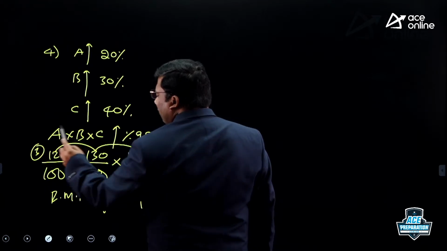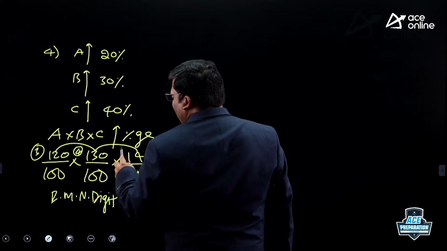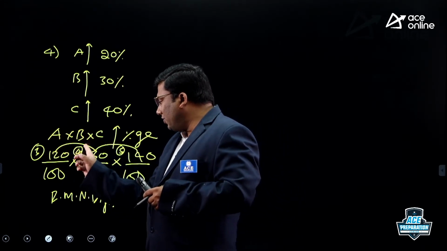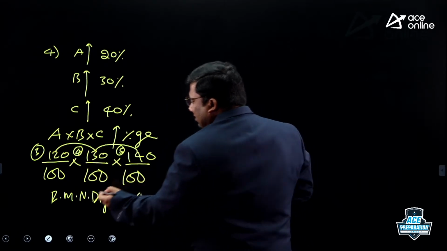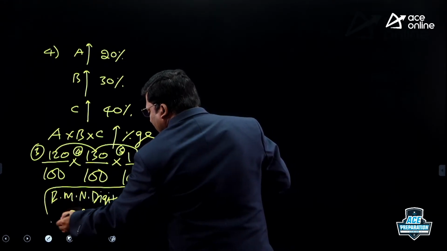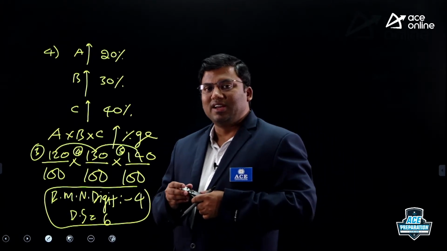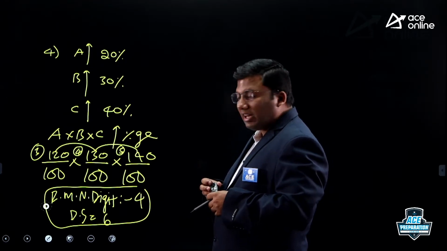Here 120, it is 3. 130, it is 4. 140, it is 5. 3 4s are 12, 12 5s are 60. Answer digital sum should be 6 and rightmost non-zero digit should be 4.